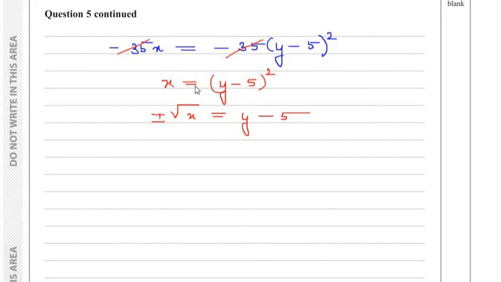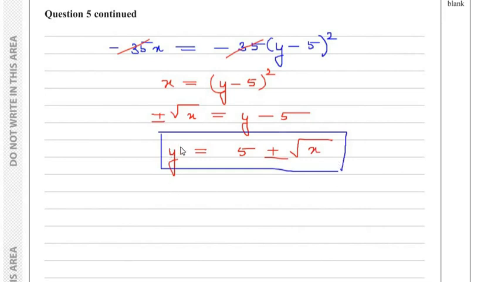Next I'm going to send the minus 5 to the other side, so the expression becomes y equals 5 plus or minus square root of x. This is how we get the expression for y in terms of x. Now as you remember, we have already got the values of x in part A above as 0, negative 5 and 3.5. So we simply substitute them into this expression and get the values of y.